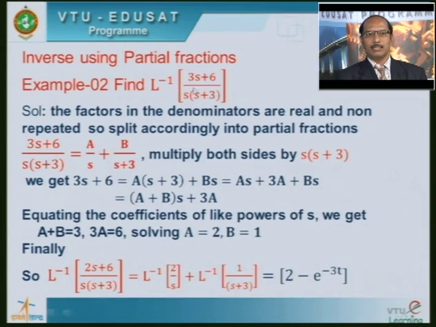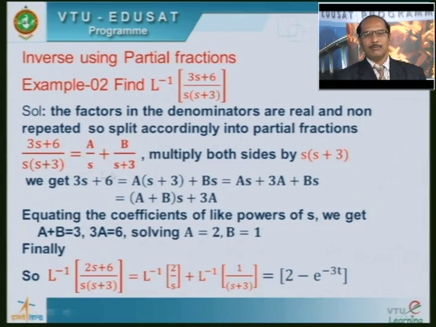See the denominator, there are real and non-repeated factors. So, s minus 0 is one factor, s plus 3 is another factor. Both are linear and non-repeated. As per the table specification, we split into partial fractions. How is it done here? 3s plus 6 divided by s into s plus 3 can be written in partial fractions as A divided by one linear factor s plus B divided by another linear factor s plus 3.